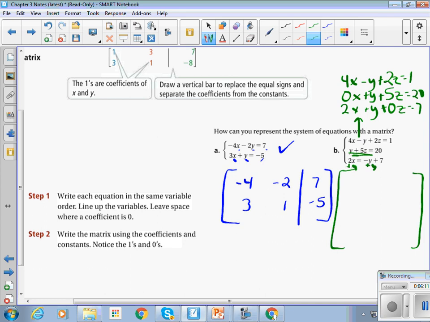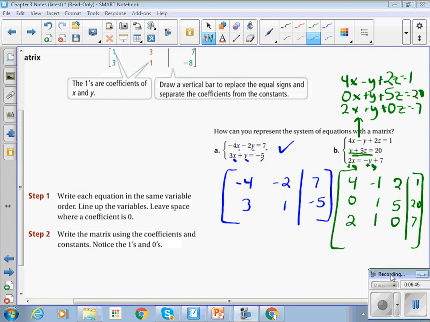So once you have your x's plus your y's equal your constant, you're ready to shove that down into the matrix. So my x column is going to be 4, 0, 2. My y column is going to be negative 1, 1, and 1. My z column is going to be 2, 5, and 0. And my constant column is going to be 1, 20, and 7.